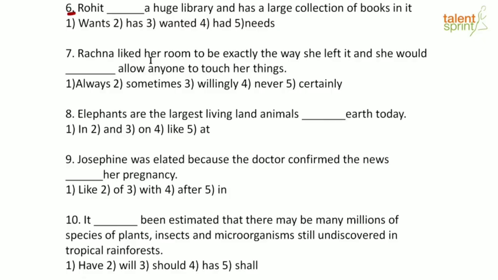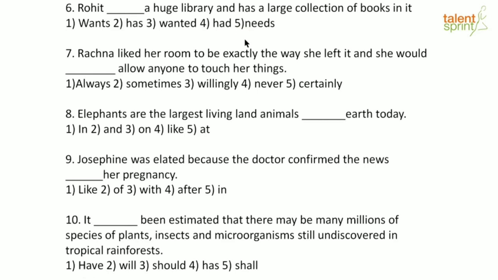Moving on to our 6th sentence. Rohit dash a huge library and has a large collection of books in it. Option 1 wants, option 2 has, option 3 wanted, option 4 had, and option 5 needs. Now looking at the context, we're talking about something that he already has, right? And it's talking about what he has in it also. So I can automatically eliminate option 1, option 3 and option 5.